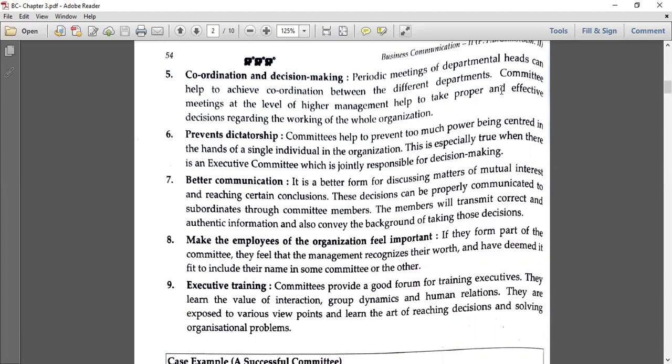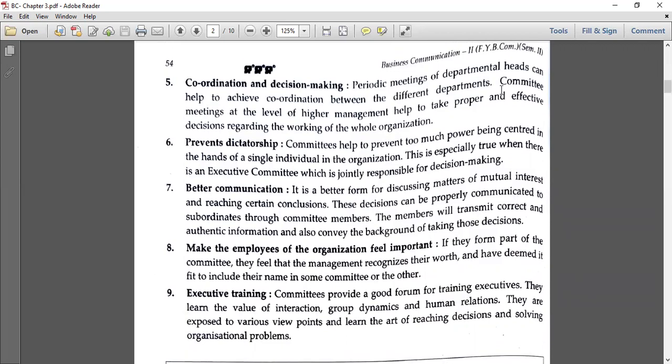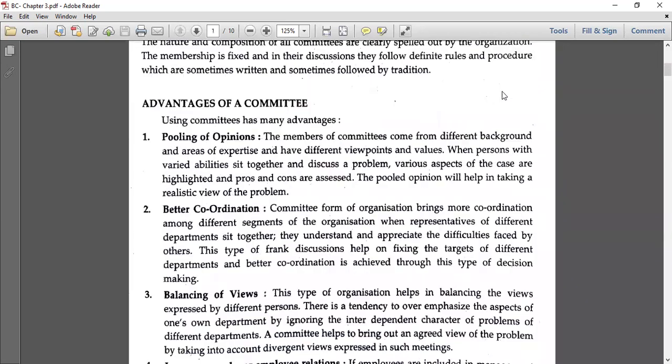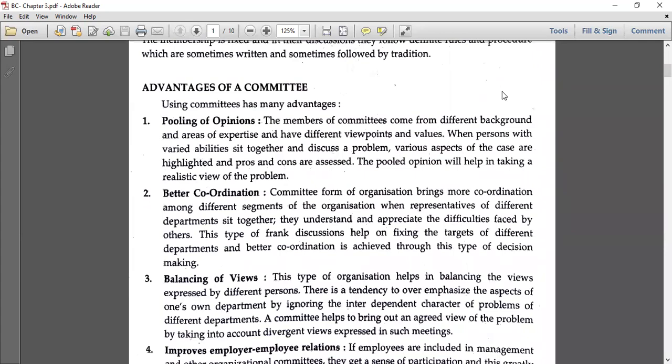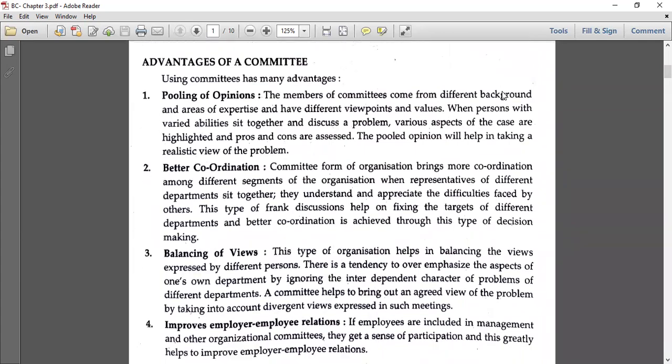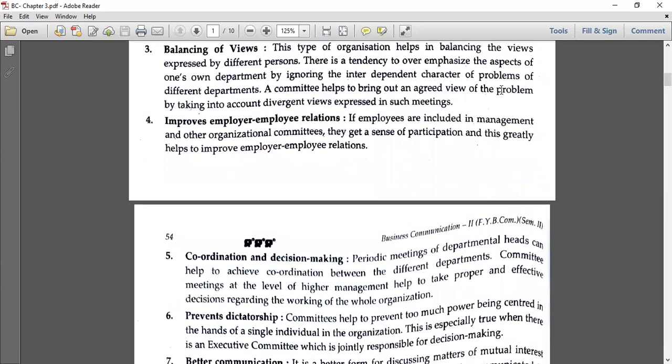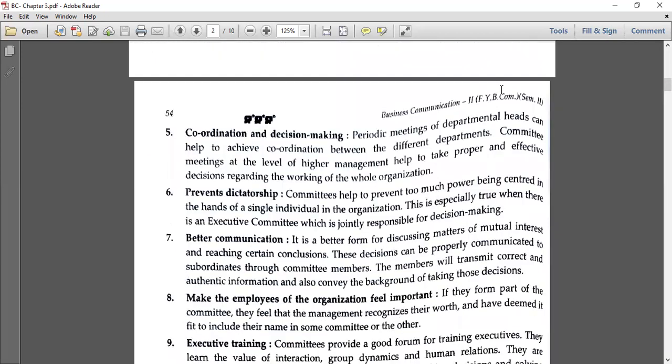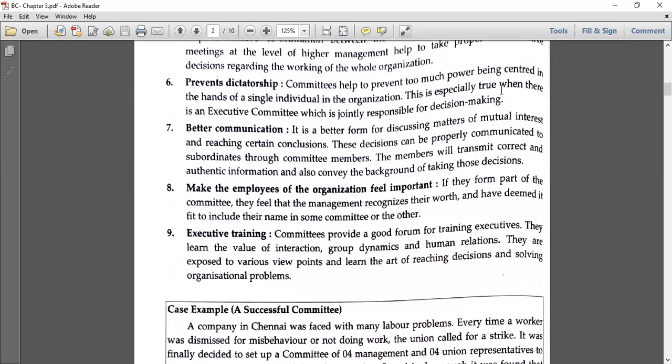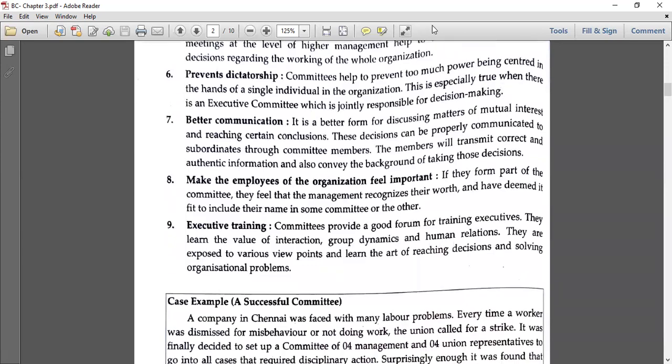Then the sixth point is to prevent dictatorship. Remember, we have learned 5 points. The first was pooling of opinion. Second was better coordination. Third was balancing of views. Fourth is improves employer-employee relations. Fifth is coordination and decision making. The sixth is prevent dictatorship. Okay.